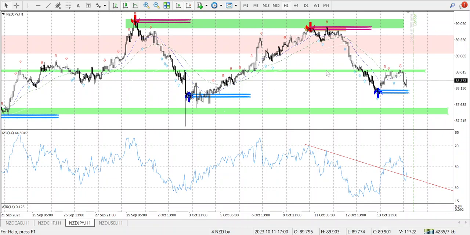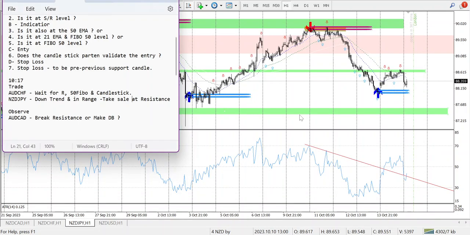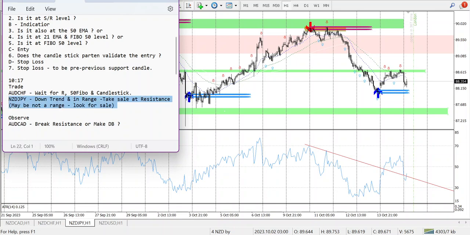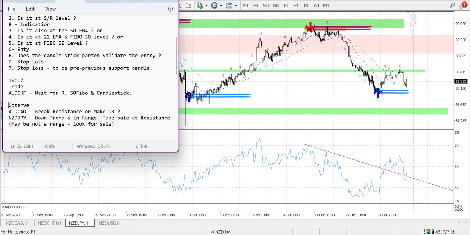Or it is a downtrend. Maybe I have missed this second downtrend. I have missed this one entry. So this could be one of the reasons. It may or may not be a downtrend. So it is not actually a downtrend. Okay, we have put our observation here. Let me write it in. So maybe not a range, but we have to look for only the downtrend. So I'm putting this into observation right now. AUDCHF.